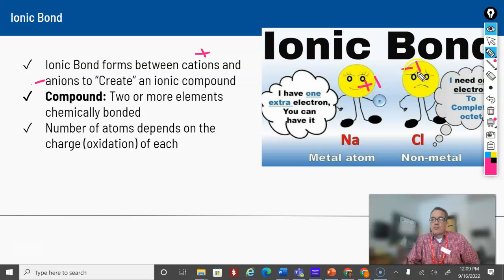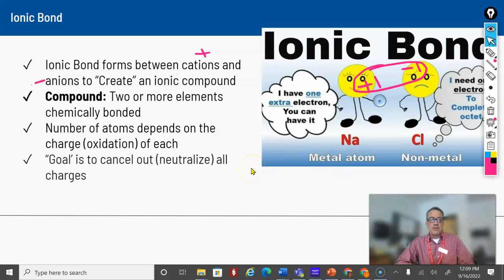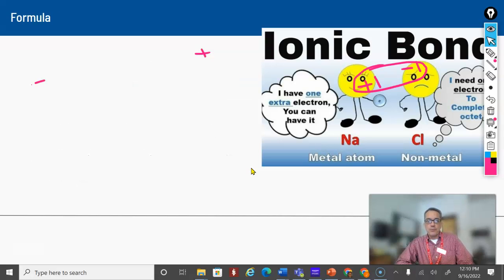If we know the oxidation number of each one of these, +1 and -1, then we can predict that these two things would come together, because if we combine those, they basically cancel each other out, or neutralize one another, and the attraction is complete. So our goal with an ionic bond is to cancel out all of these charges. In the illustration right there, that tends to be pretty simple.